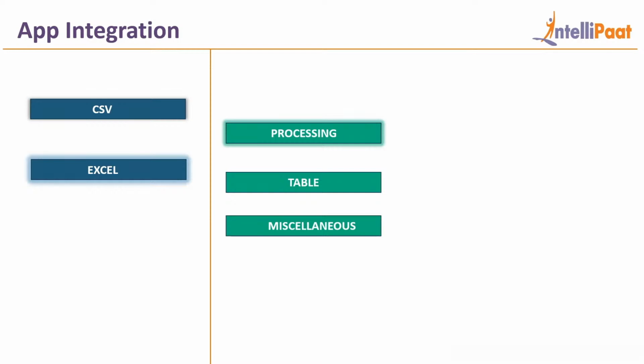The next one is Excel. So Excel has three separate subcategories, and in these subcategories you can find a lot of different activities. You have processing, you have table, and you have miscellaneous. We're not going to mention all of that because we'll move on to the hands-on section and we'll see them automatically, so it's not that much required.